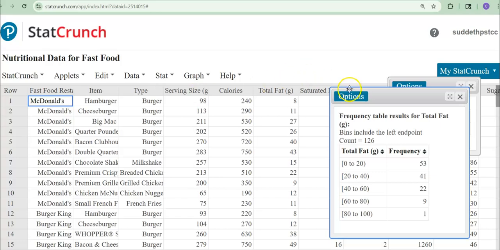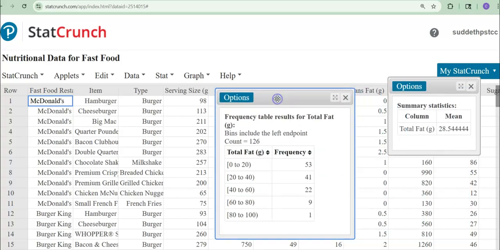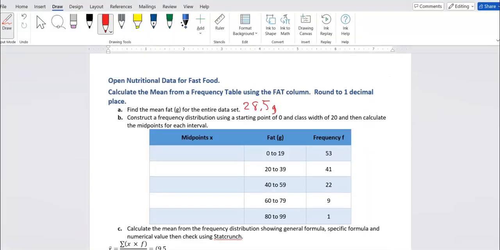So you can see from 0 to 20 grams of fat, there are 53 items in that category. There's only one item between 80 to 100 grams of fat. And so let's record that on our answer sheet. So I recorded 53, 41, 22, 9, and 1 in the respective intervals. Now to calculate the midpoints. To calculate the midpoints, remember what we have to do. We have to take the minimum value in the interval plus the maximum value in that same interval, and we divide it by 2 to find the midpoint.